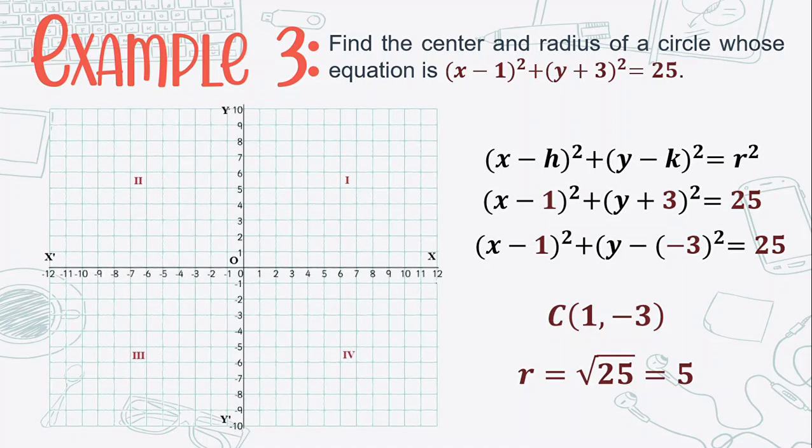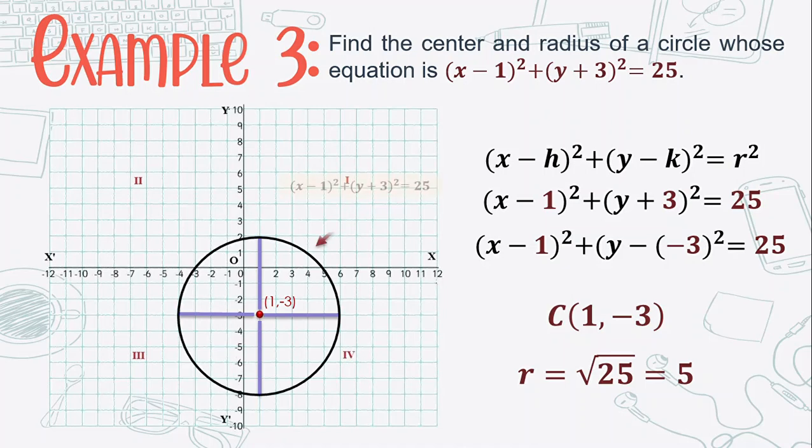Again, let's start with the point of the center, which is (1, -3). And our radius is equal to 5, so we move 5 units upward, 5 units downward, 5 units to the right, and 5 units to the left. And again, connect all the endpoints of our circle. Now we have the graph for (x - 1)^2 + (y + 3)^2 = 25.